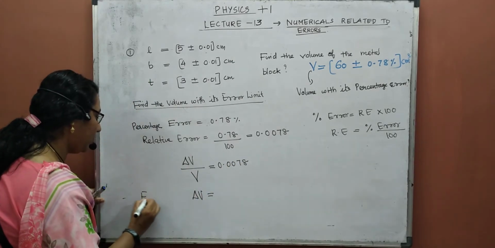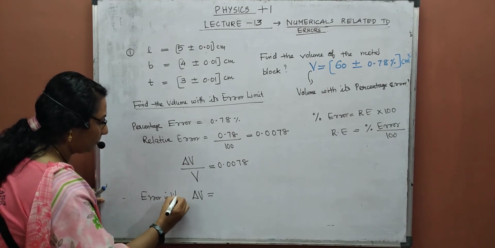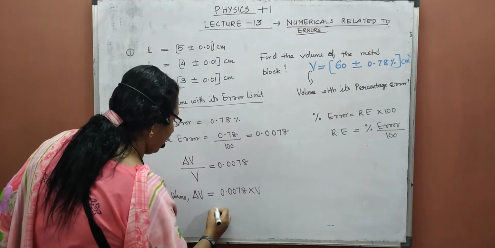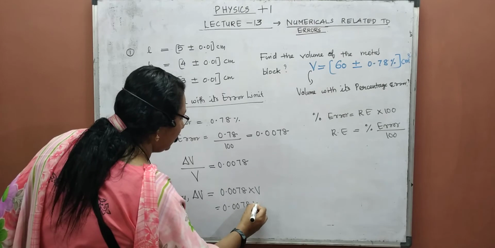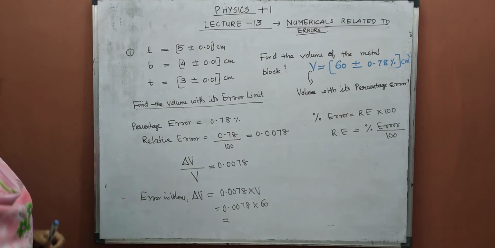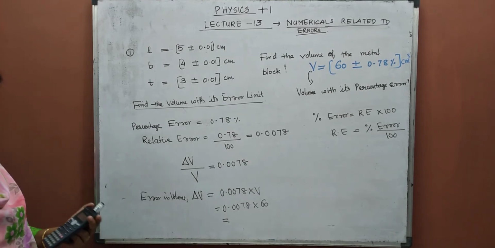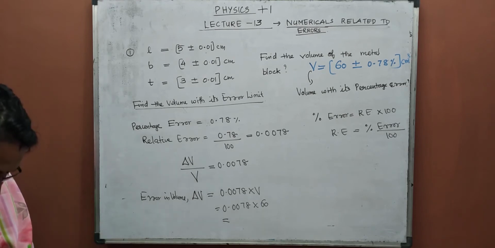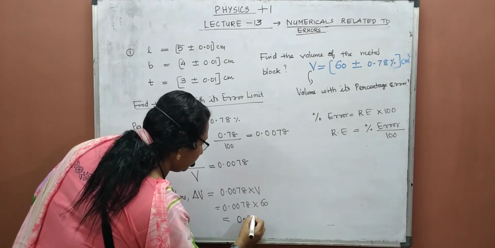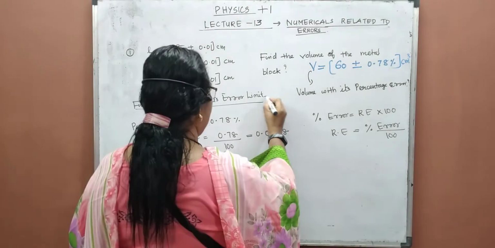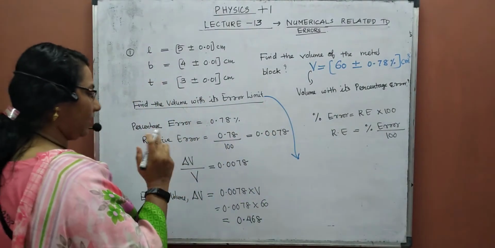So what is delta V? What is the error in volume? Error in volume, delta V, is equal to 0.0078 into volume. What is the volume? 60. I have to just multiply this: 0.0078 into 60 is 0.468.